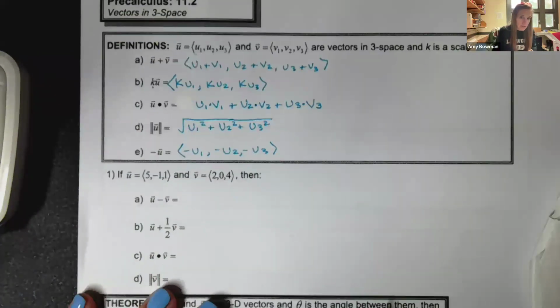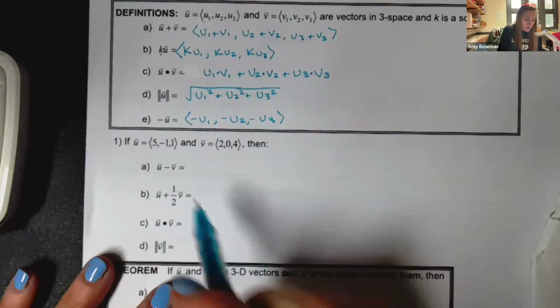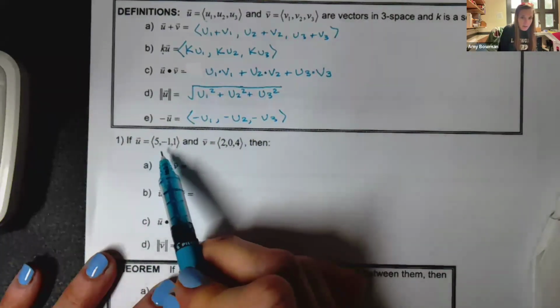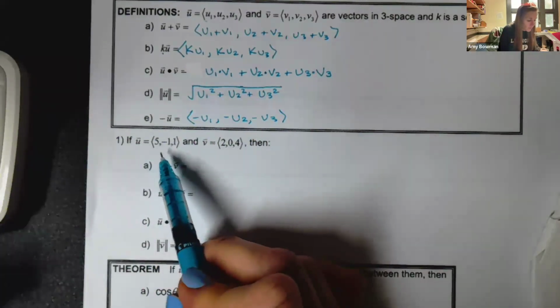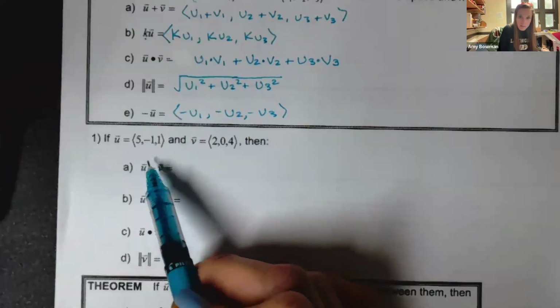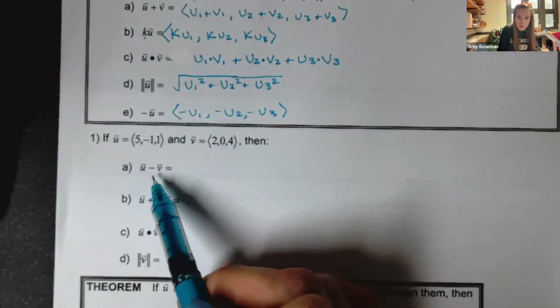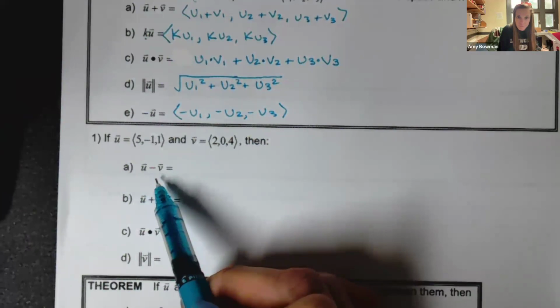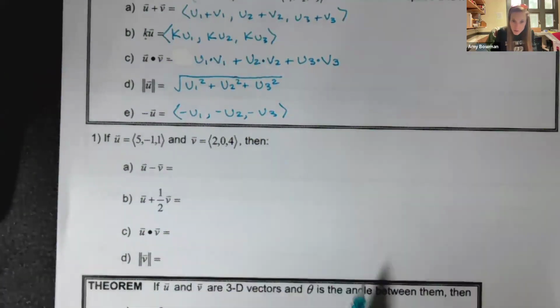So we'll do a couple of examples here. We've got our two vectors defined for us, u and v. Trying to figure out how to focus this a little better. Oh, well, this is gonna have to do.